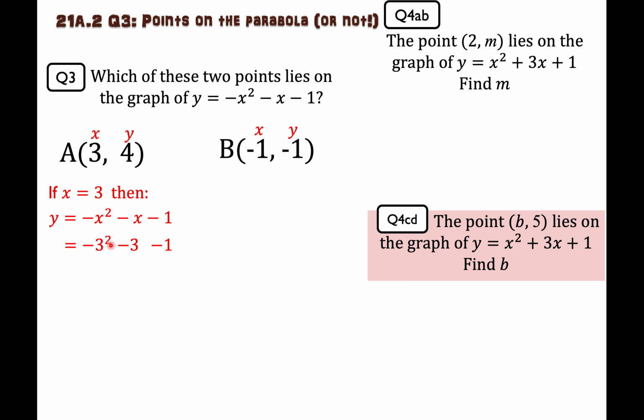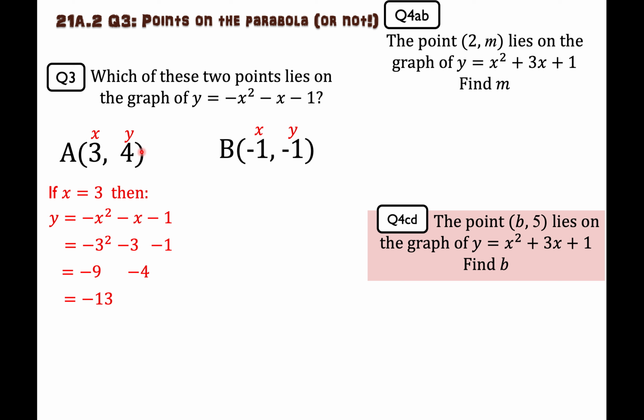Now, we can look at this one term at a time. This term here is negative 3 squared. I have to do this squaring first, so I get 3 squared. 3 squared is 9. So that would be negative 9. This minus 3, well, I can do this part here. Negative 3 take 1 is negative 4. So I've got minus 9 take 4, which is minus 13. Okay, so in a world where x is 3, y should be negative 13.